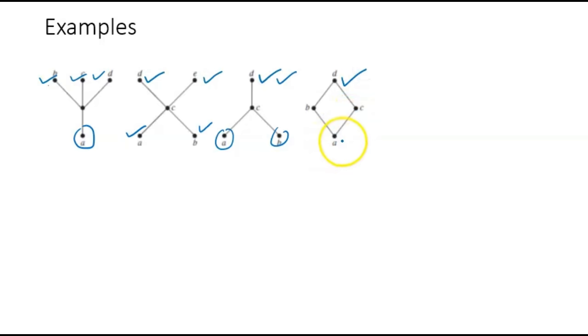If I ask you what is the maximal element? D. What is the minimal element? A. What is the greatest element? D. What is the least element? A. So whenever the greatest and least elements exist, they are unique.